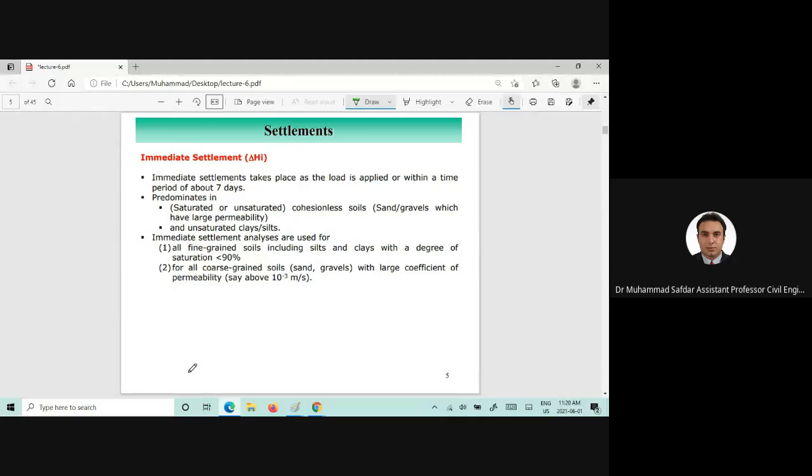The discussion from the previous slide is also covered here in detail: the immediate settlement usually takes about 5 to 7 days, and it predominates in saturated or unsaturated cohesionless soils having high permeability, and unsaturated clays and silts as well. Immediate settlement analysis is used for all fine-grained soils if the degree of saturation is less than 90%. All coarse-grained soils with a large coefficient of permeability also experience immediate settlement.